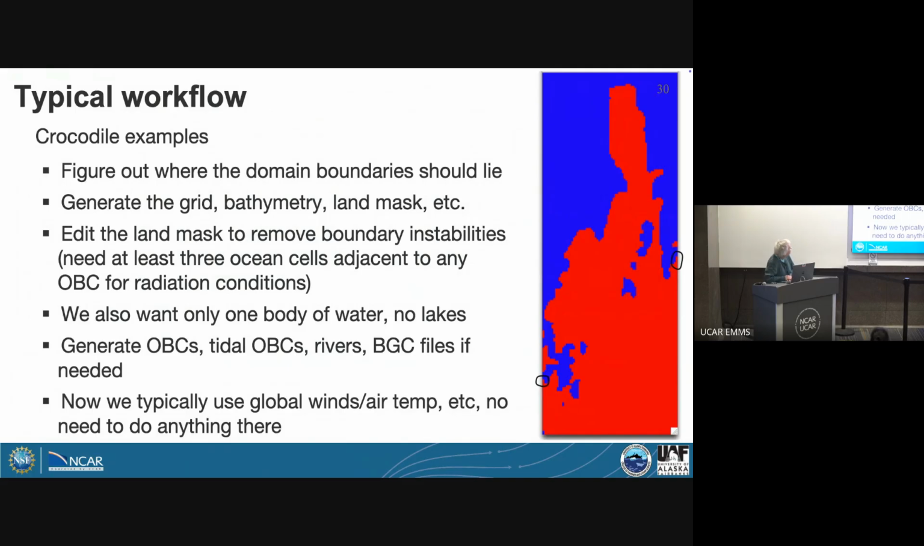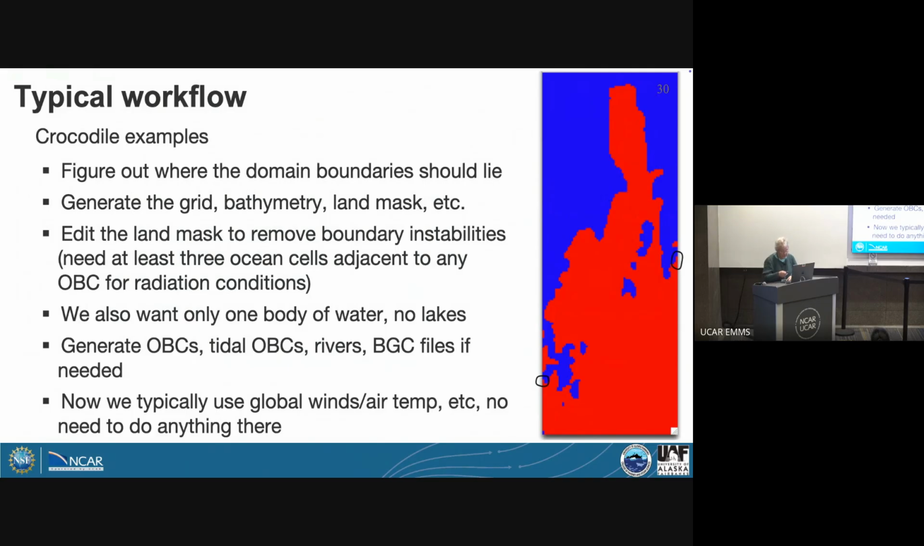The typical workflow, we went through this yesterday with the crocodile. You start with figuring out where your domain boundaries are going to be. You generate your grid, your bathymetry, your landmass. And they talked about how to turn off the domains that aren't connected in your domain, like the water parts of your domain. If you have multiple bodies of water, you need to simplify it to just have one.